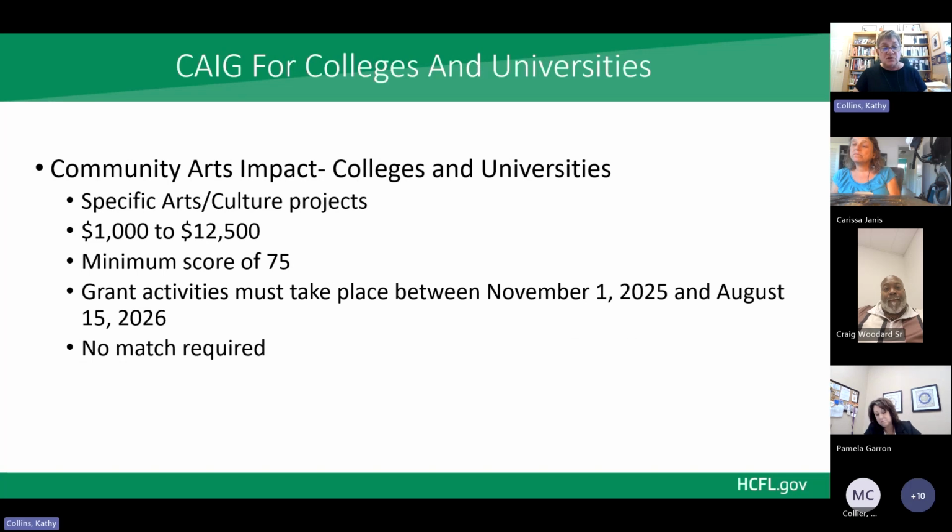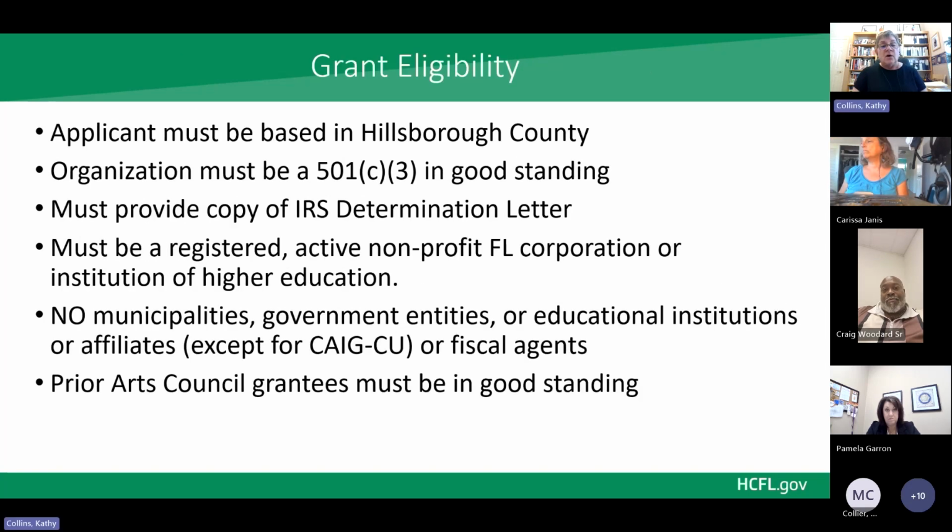For the colleges and universities, the grant amount is anywhere from $1,000 to $12,500. Again, you must obtain a minimum score of 75. Now, eligibility: all applicants must be based in Hillsborough County. You must be a 501c3 and you must be in good standing.